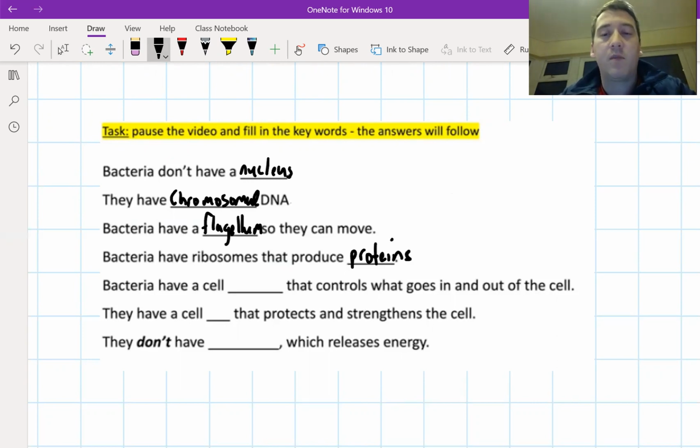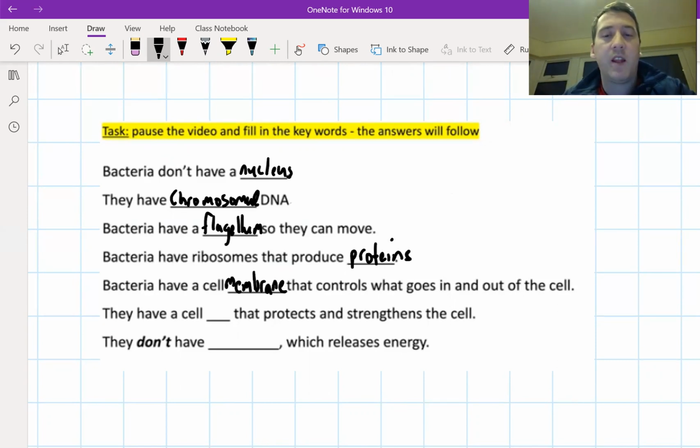Bacteria have a cell something that controls what goes in and out of the cell. Well, bacteria have a cell wall and a cell membrane. Both of those could fit here, so I've got to decide which one I'm going to pick. Which one of these controls what goes in and out of the cell? That would be the cell membrane. So you should have written cell membrane.